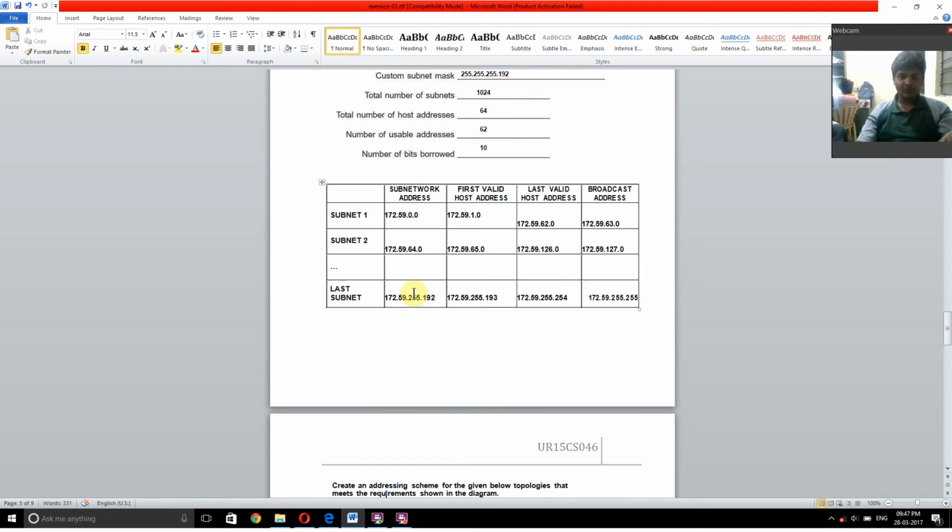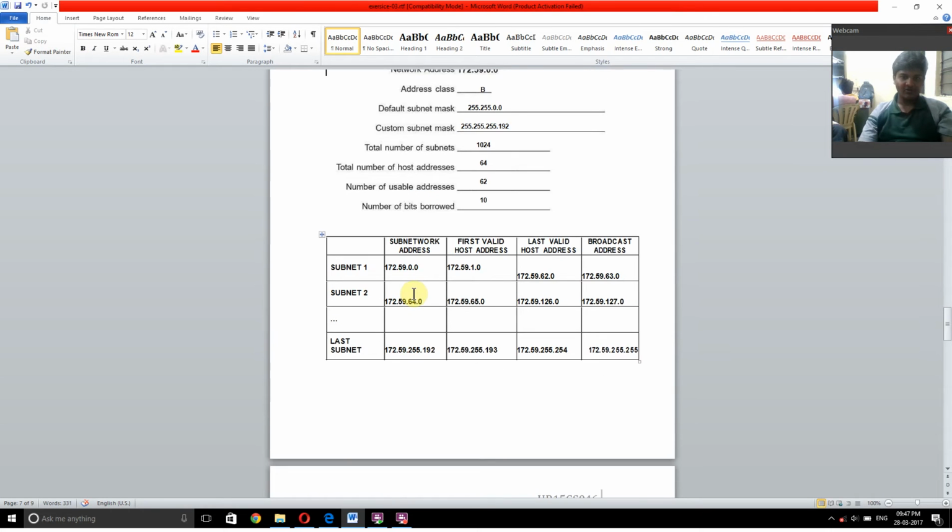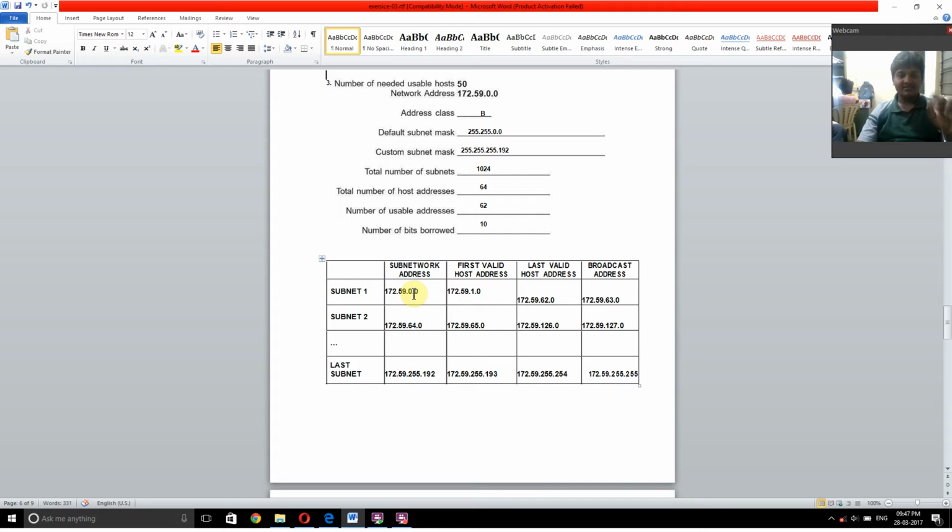And the third problem is similar to the second problem. Here the number of needed usable hosts is 50 and the network address is different, but here also we are using the same class B with the required details.